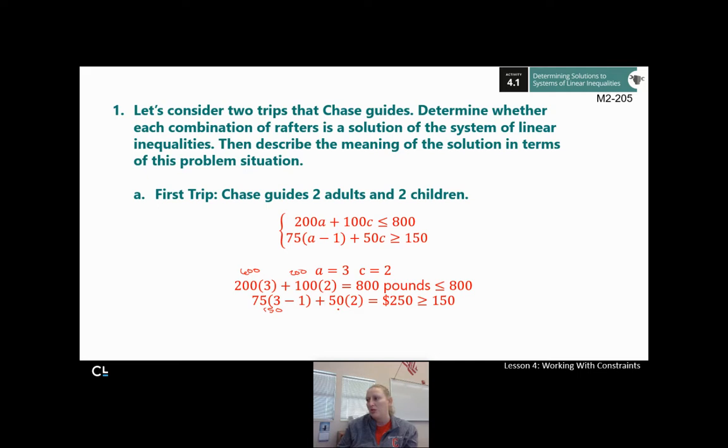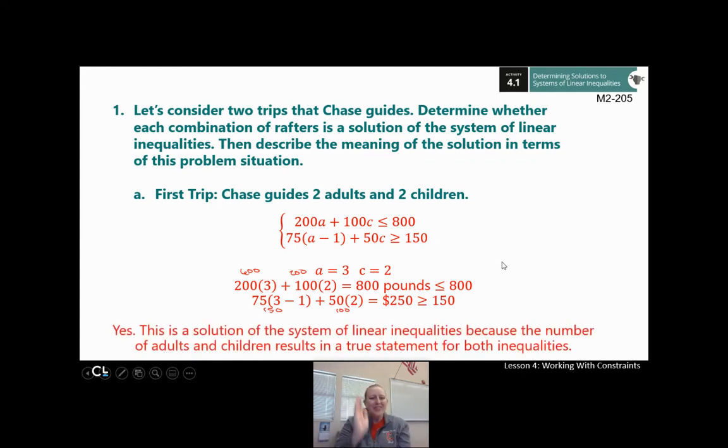And of course, 50 times 2 is 100. So 150 plus 100 means he'll make $250 off of that trip, which is greater than or equal to 150. So it's a solution for the second inequality as well. So yes, this is a solution of the system of linear inequalities because the number of adults and children results in a true statement for both inequalities. It worked for both of them.